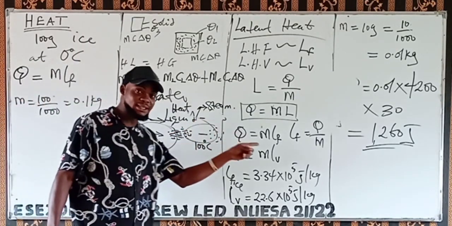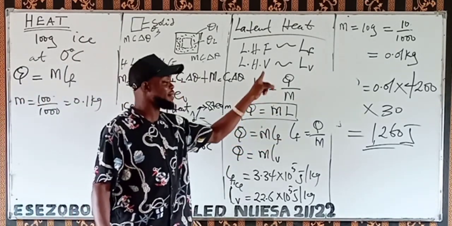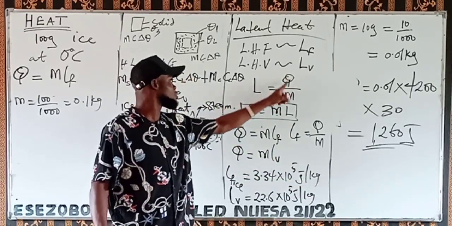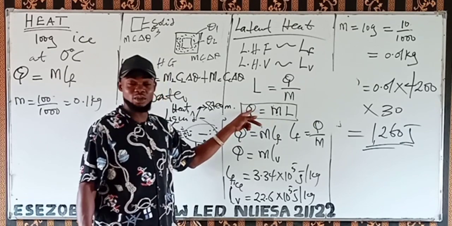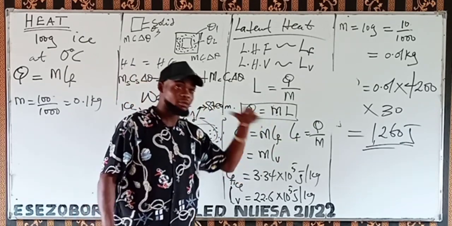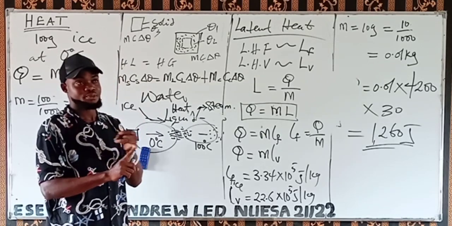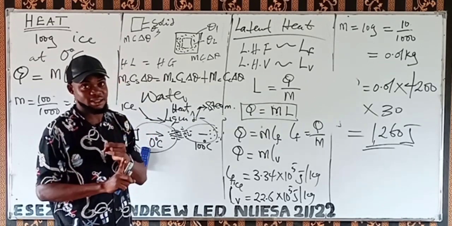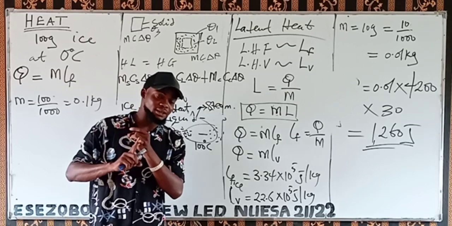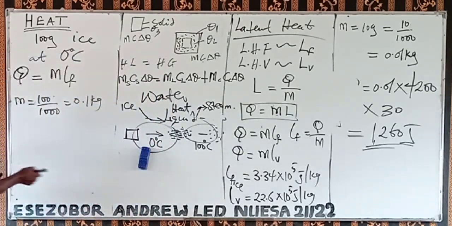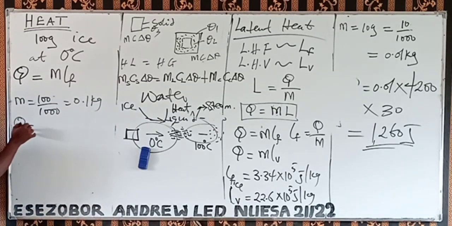The unit of latent heat of fusion for ice is joules per kilogram, because there's no temperature here. It's just joules over kilogram. Q, the unit for heat, is always joules. But for latent heat it is joules per kilogram. Specific heat capacity is joules per kilogram Kelvin. Then heat capacity is joules per Kelvin. Take note of that.